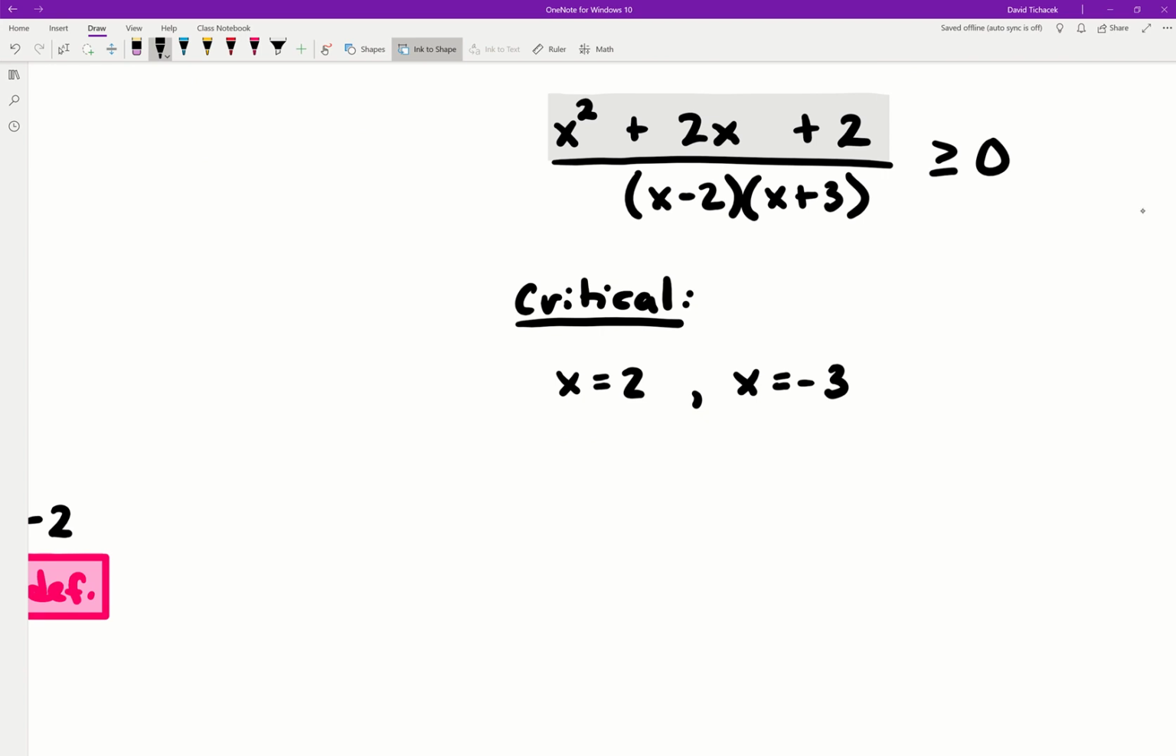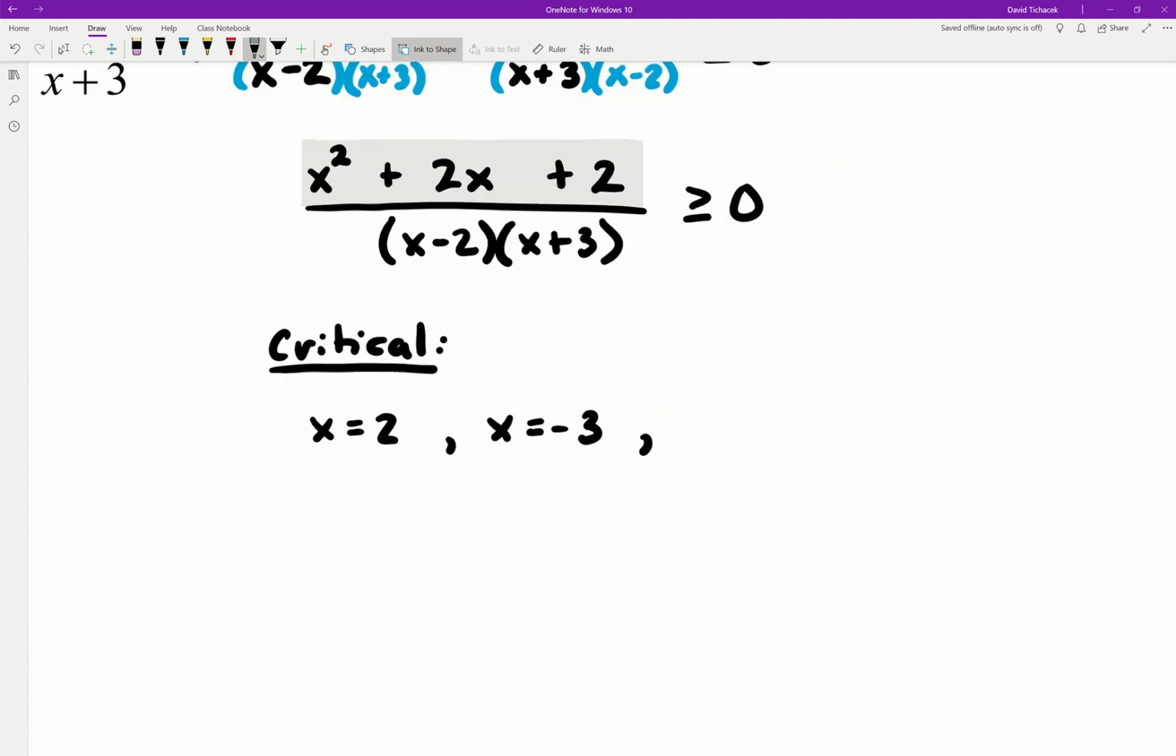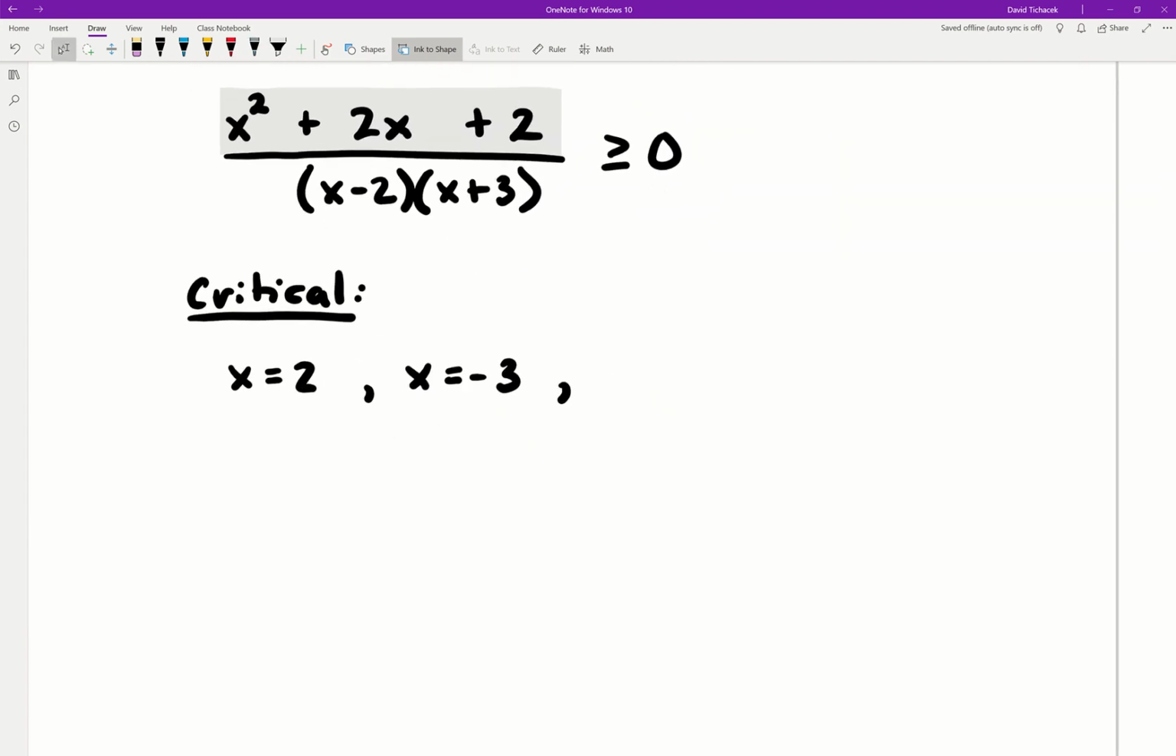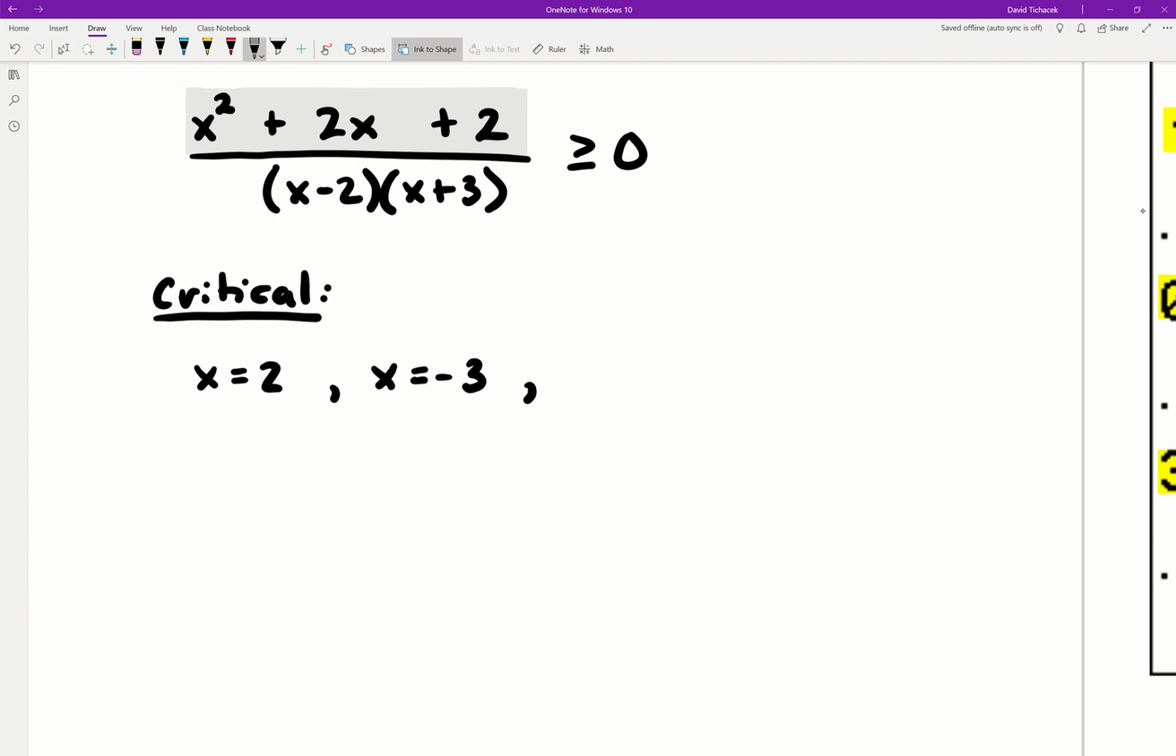But if I set that numerator, x squared plus 2x plus 2, equal to 0 and solve, that's something that I would need to use the quadratic formula to solve for, okay? So just make a note of that, QF, quadratic formula. If you were to apply that process, what it would give you is x is actually equal to a complex number, negative 1 plus or minus i.